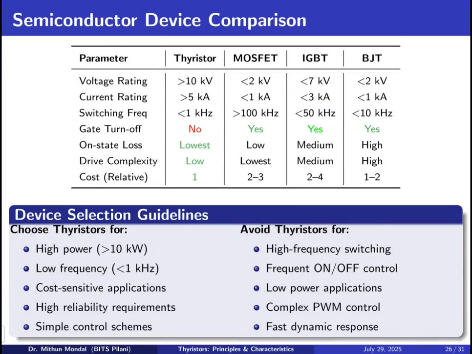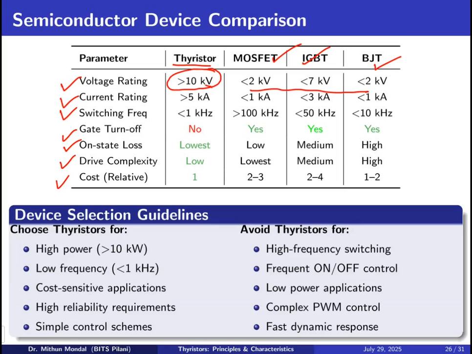Let us do the comparison for different power semiconductor devices. We have already covered the BJT, MOSFET, IGBT. Now here we will be seeing the thyristor comparison in terms of different parameters: the voltage, current, switching frequency, gate turn-off, on-state loss, drive complexity, the cost. So the thyristors are basically used for voltage greater than 10 kilovolt.